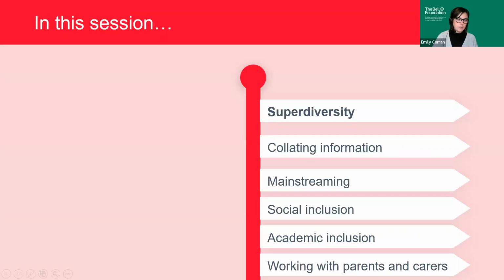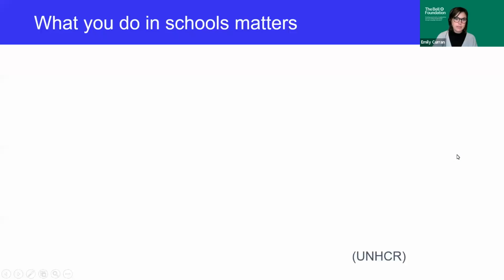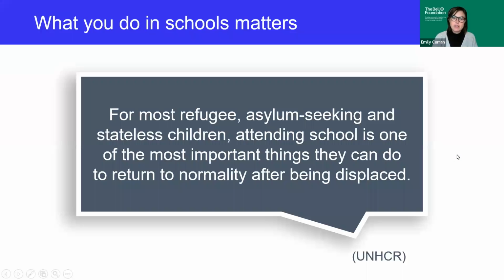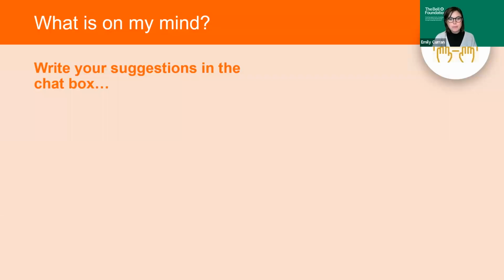So first, we're going to look at the superdiversity of learners who come from a refugee background. The UNHCR say that for most refugee, asylum seeking and stateless children, attending school is one of the most important things they can do to return to normality after being displaced. With that in mind, I thought we could take a moment to really get into the shoes of our learners who arrive into our schools and consider what might be worrying them. So what might be a barrier for them settling and making the most of their education in the UK?